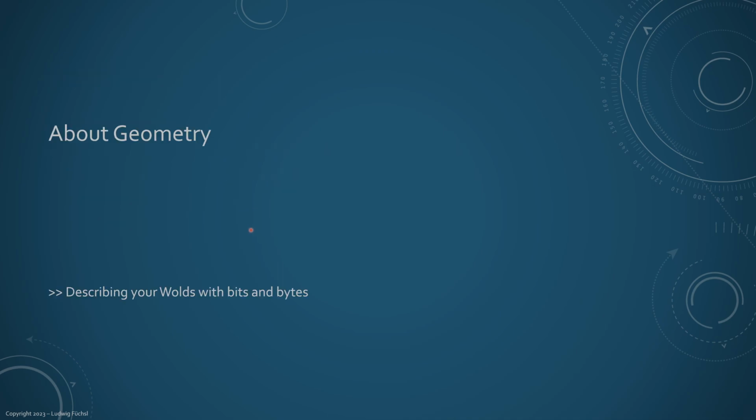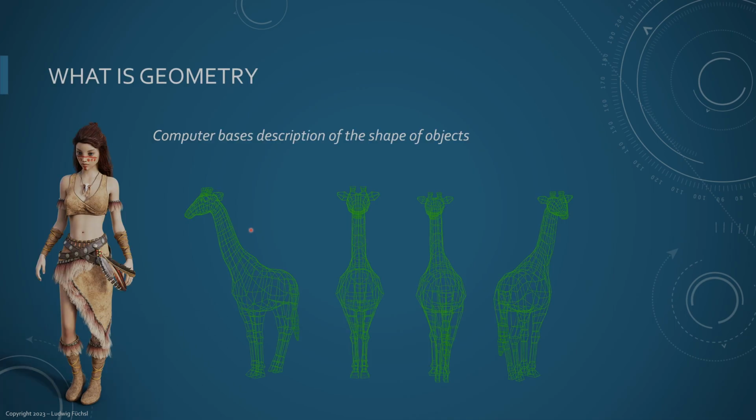Alright, so let's start by talking about geometry, describing your worlds with bits and bytes. Now, what is geometry? Well, geometry in general is a computer-based description of the shape of objects, and as I already told you, for example, a character is defined out of geometry. So it is some information stored in a computer, in a file, right? Could be any file. There are multiple file formats for geometries, and it's basically describing how this character shall look. And what we need to do as a rendering system, as a renderer, as a rendering engineer, is read this information, transform it, and bring it into an image.